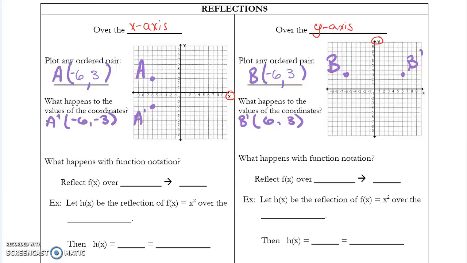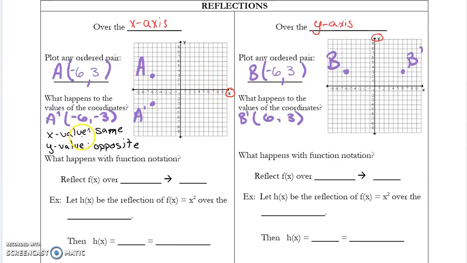What happened to the coordinates? Specifically, what happened to the x value, or the x coordinate? And what happened to the y value, or the y coordinate? I want us to see that obviously the x coordinate, -6, stayed the same. It didn't change at all. And the y coordinate went from +3 to -3. We call that being opposite. That's going to be the case for every ordered pair in a graph as we reflect over the x-axis. The x stays the same, the y value becomes the opposite.